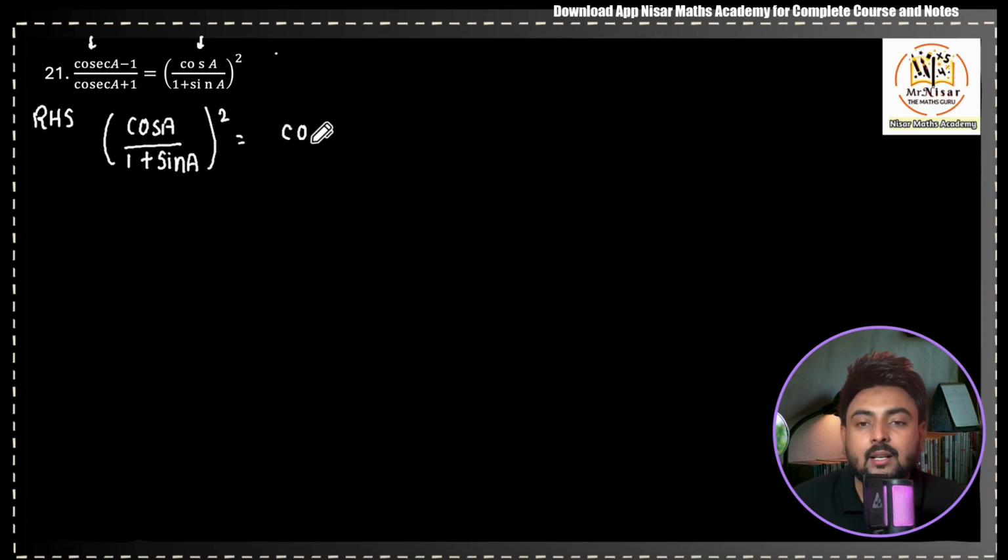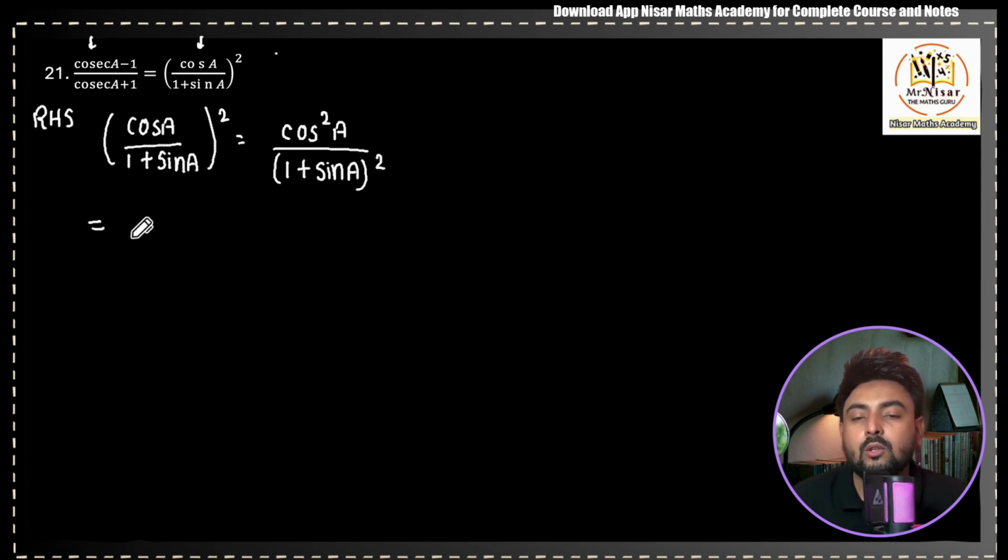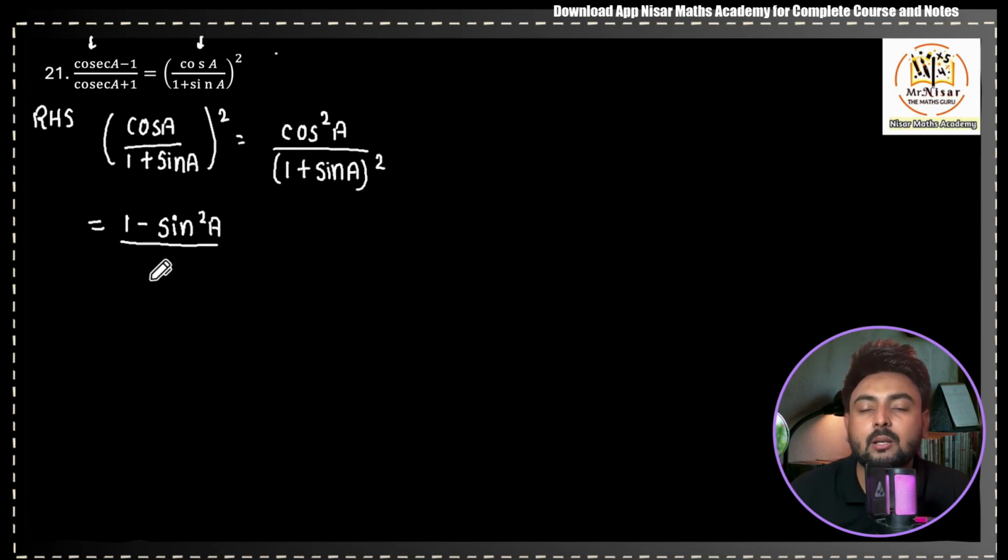So if I write like this, I'll separate this power, whole square, to cos square A upon (1 plus sin A) whole square. It means what I did in the first step, I just separated the power. I have given the square to the numerator as well as the denominator. Now I know that sin square A plus cos square A becomes 1. So I can say that cos square A is equal to 1 minus sin square A. This is the first trigonometric identity: sin square A plus cos square A is equal to 1. So cos square A is equal to 1 minus sin square A, and downside I'll write (1 plus sin A) whole square as it is. Now what can be the next step?